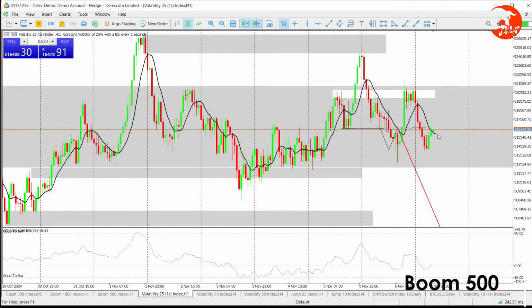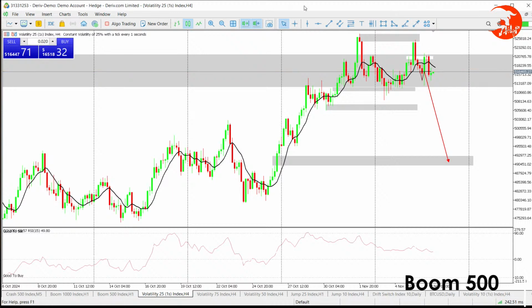I don't have to prove to anyone that I know how to trade. What matters is making money. So what I want to do right now is go to H4. Oh sorry, I haven't changed this. This is V25. This is Volatility 25 1S.